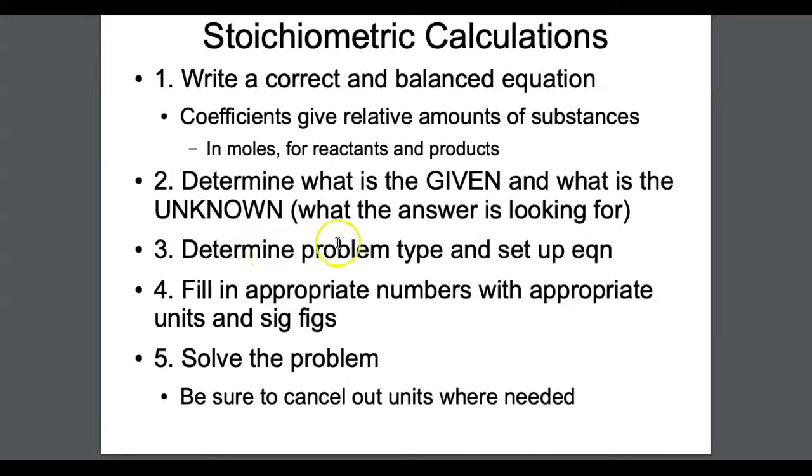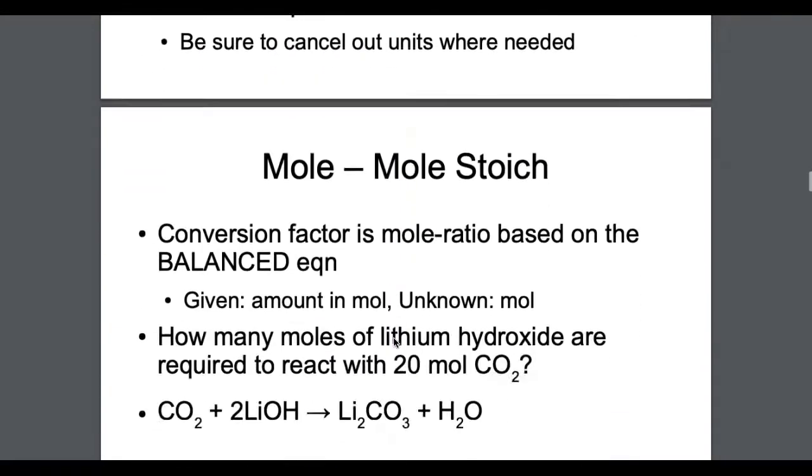Then that will help you determine the problem type to set up the equation. There's another video posted on here, stoichiometric calculation, general equations. So take a look at that general equations video too. Then fill in the appropriate numbers and sig figs. Remember, we're just going to go with 3 sig figs from here on out, and then solve the problem. Make sure to cancel out the units as needed.